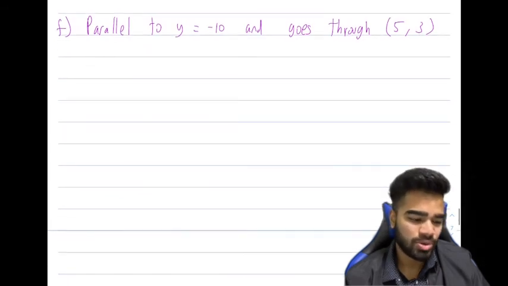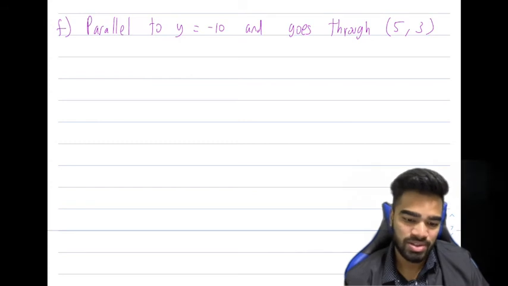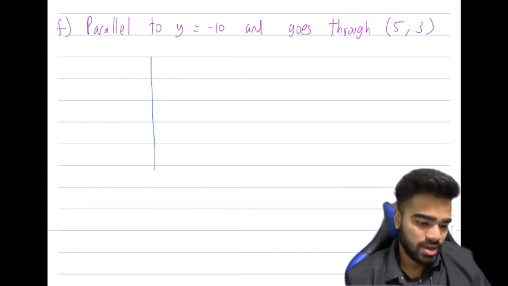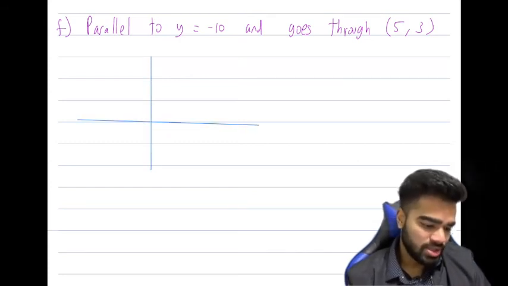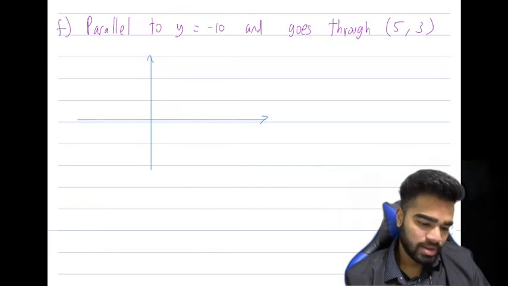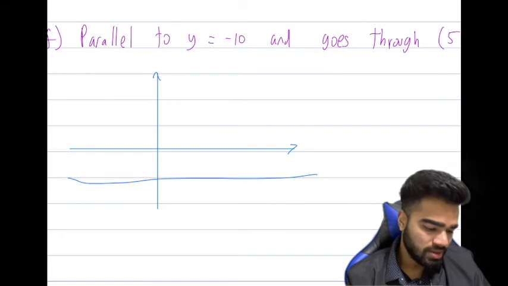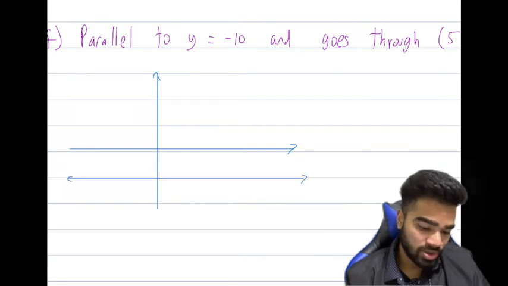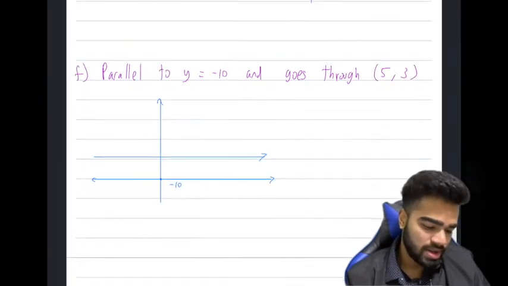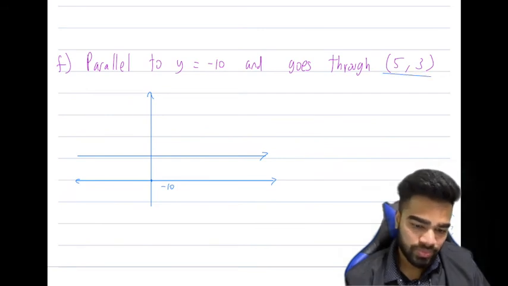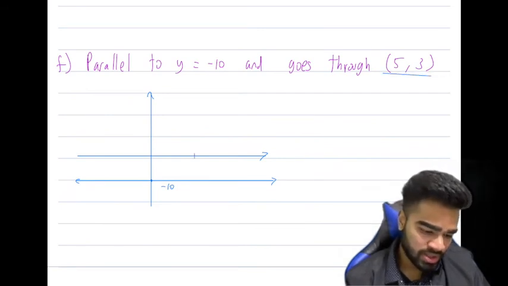Okay, we'll do a couple more questions and have a go at this one. Okay, parallel to y is equal to -10 and goes through this coordinate. Okay, let's do it. All right, I'll show you this graphically. If you didn't understand the previous question, this will make more sense. So remember, y equals -10 looks like this. It's a horizontal line, and it goes through -10, like so. And this has to pass through the coordinates 5 and 3.